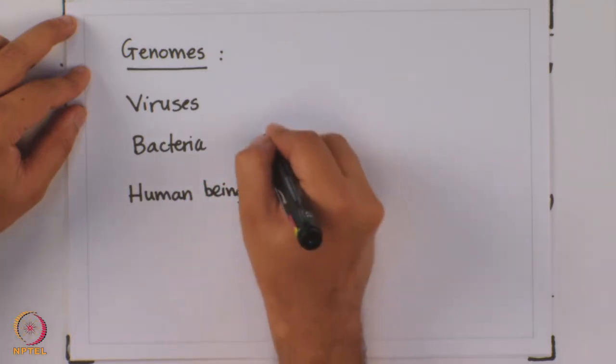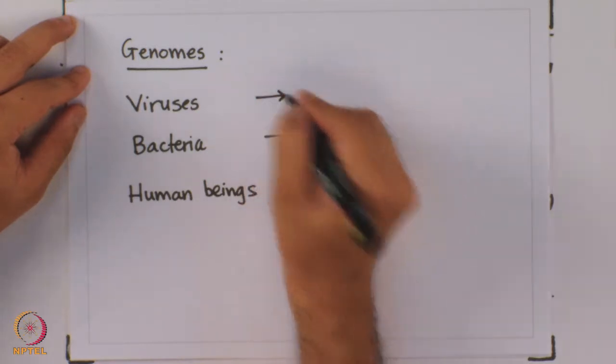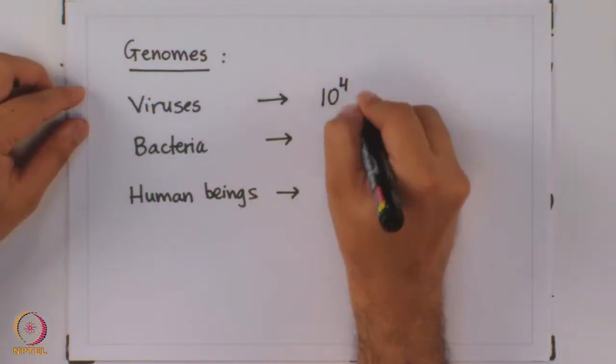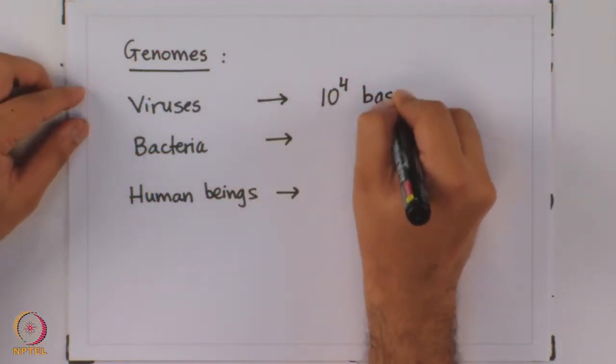Viruses, the typical sizes of a viral genome of the very simplest ones can be of the order of, and we are only going to be interested in very crude order of magnitude estimates of these numbers, and we are not interested in the excruciating detail. For instance, human genome is 3 into 10 power 9 bases, but for our purposes 10 to the power 9 is a good enough approximation. So, some of the simpler viral genomes are of the order of 10 to the power 4 bases.